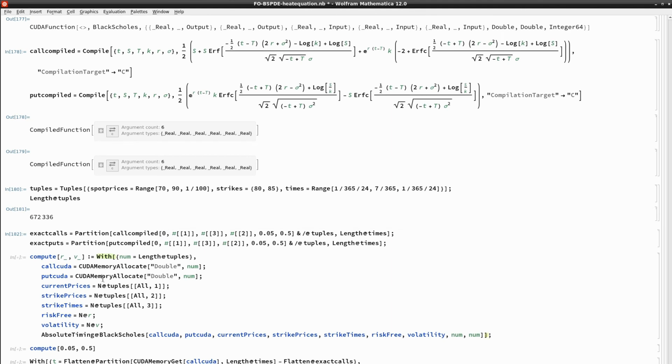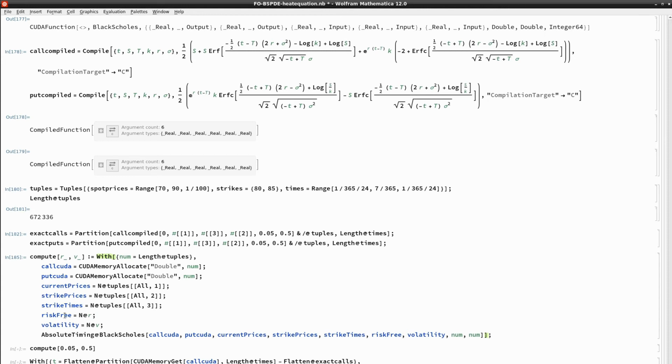Okay, so for the CUDA version, I define a function compute, which first allocates memory on the GPU, one for the calls, one for the puts. I take my current prices vector, my strike prices vector, my strike times vector, and the function will now compute them as an outer product. And we use vectors for stock prices, strike prices, and strike times. This is normal. This is how we are computing these things in a real trading system.